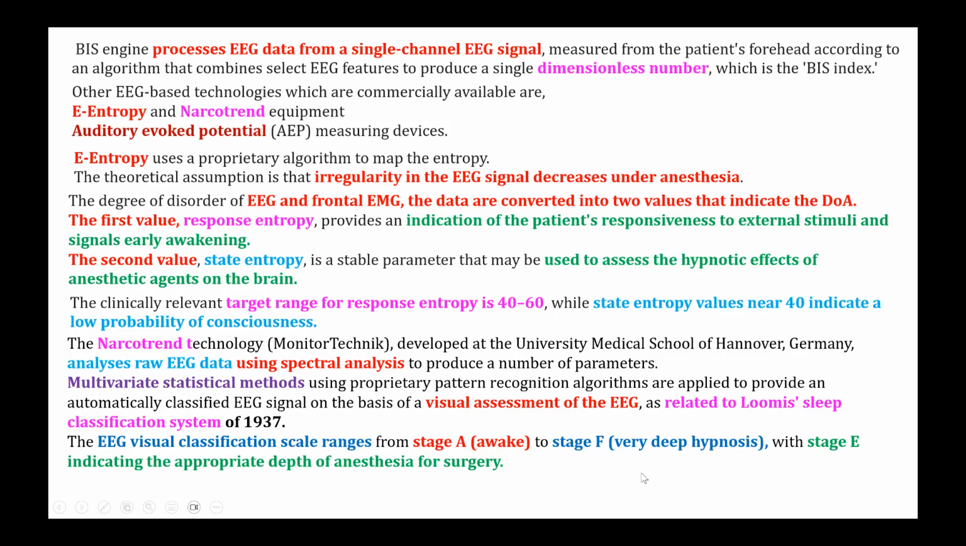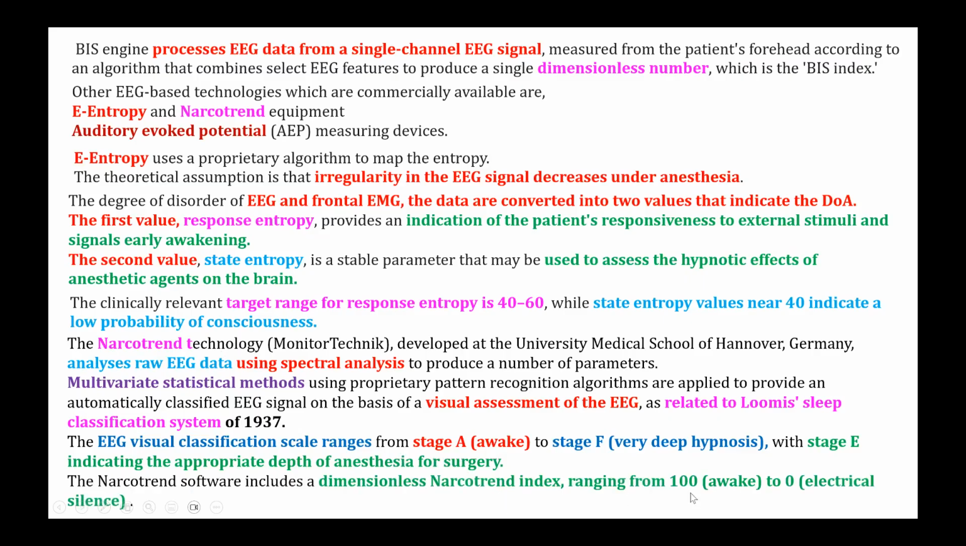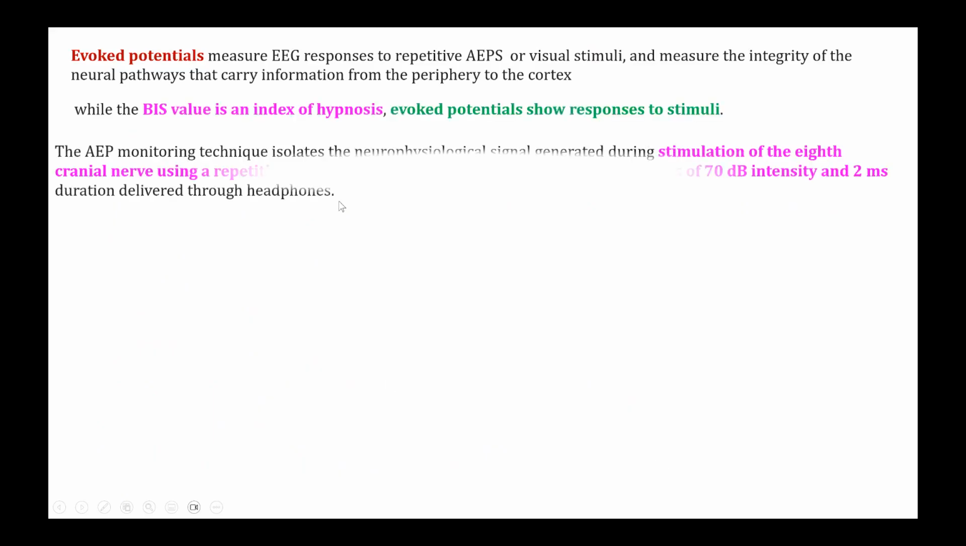I will show you the picture of how this is displayed in the machine. And stage E indicates the appropriate depth of anesthesia. So in Narco Trend, you have 2 methods of display of depth of anesthesia. One is the staging classification using the alphabets, and another is a number, which is again like other monitors, 0 to 100, where 100 is fully awake and 0 is electrical silence. And evoked potentials show response to stimuli.